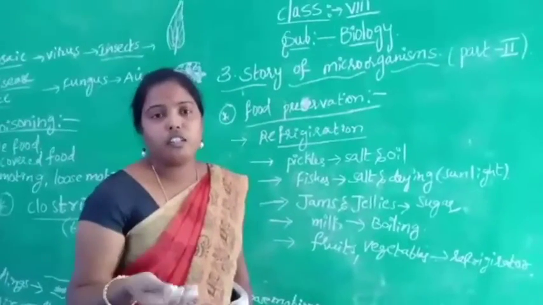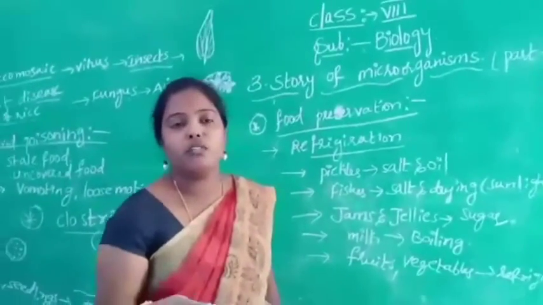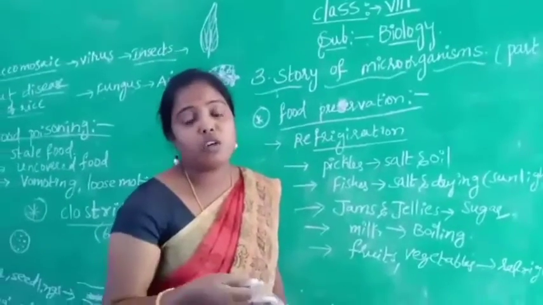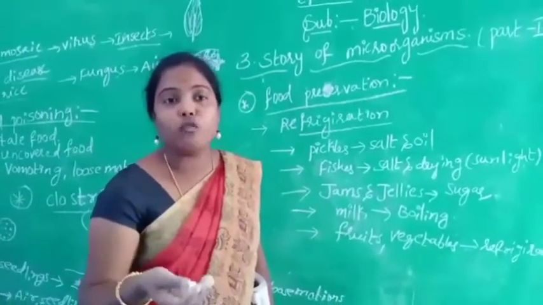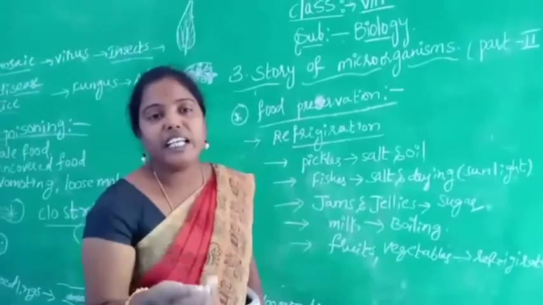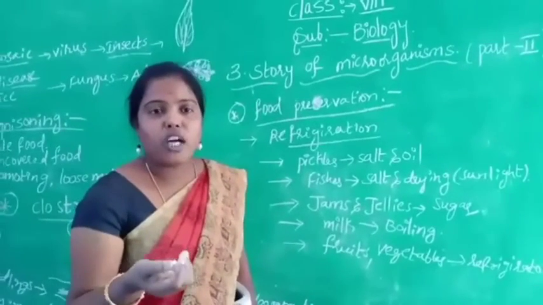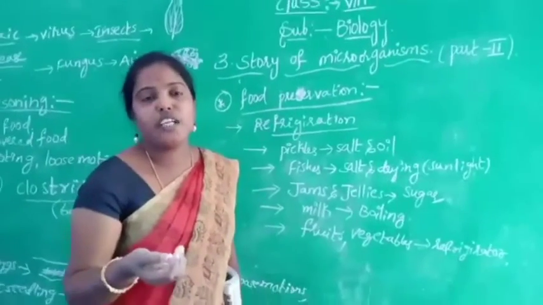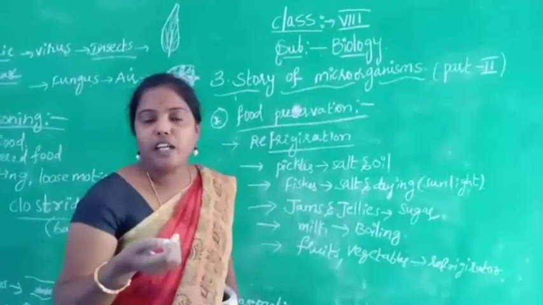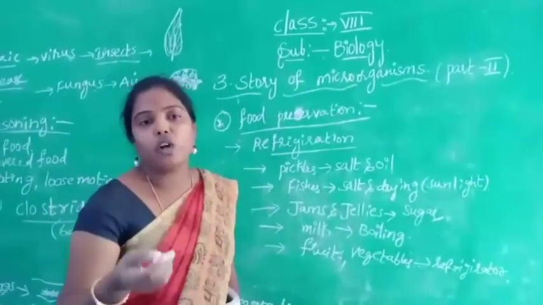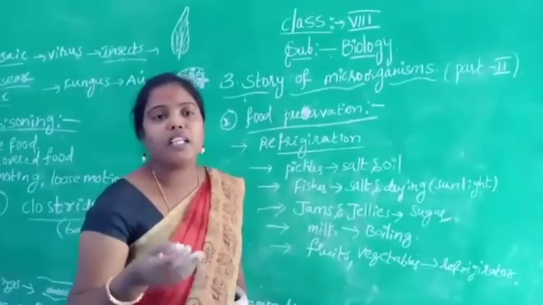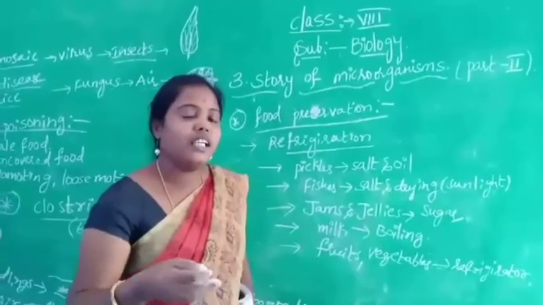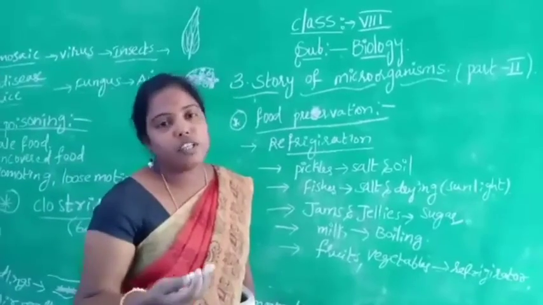Okay, children, one more important thing for you. Cooked food gets spoiled very soon when compared to raw food. Why? Because in cooked food we are adding water and some ingredients, so the microorganisms grow in the moist conditions. That's why cooked food gets spoiled very soon when compared to raw food. Raw food we keep in the refrigerator, that's why it does not spoil very soon.